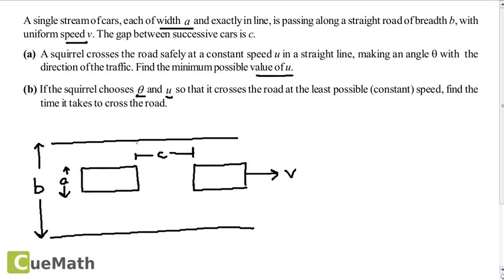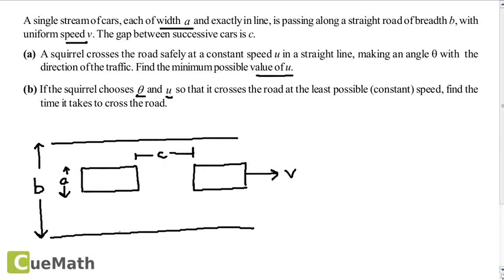So let us focus on the first part of the problem to start with. We have been asked to find the minimum possible value of u. Now stop and think for a moment. The minimum possible value of u, that means the slowest possible speed of the squirrel for which it will safely cross the road. That is what we are required to find out.